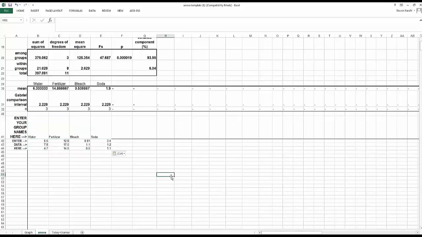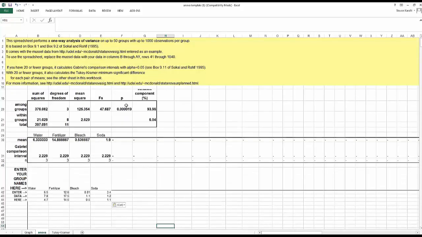All right, we're almost done. Scroll up and look right here where it says P. This p-value is an important number. If that number is greater than 0.05, that would indicate that none of your treatments had any significant impact. They were all the same. They all had the same amount of growth, statistically speaking.